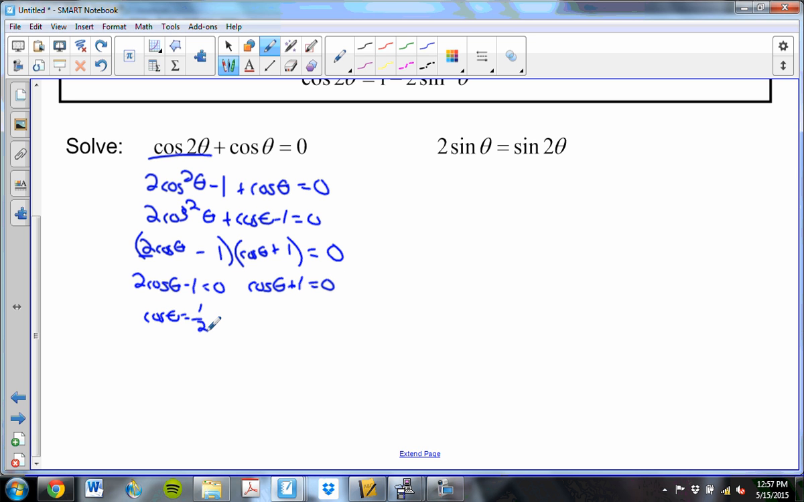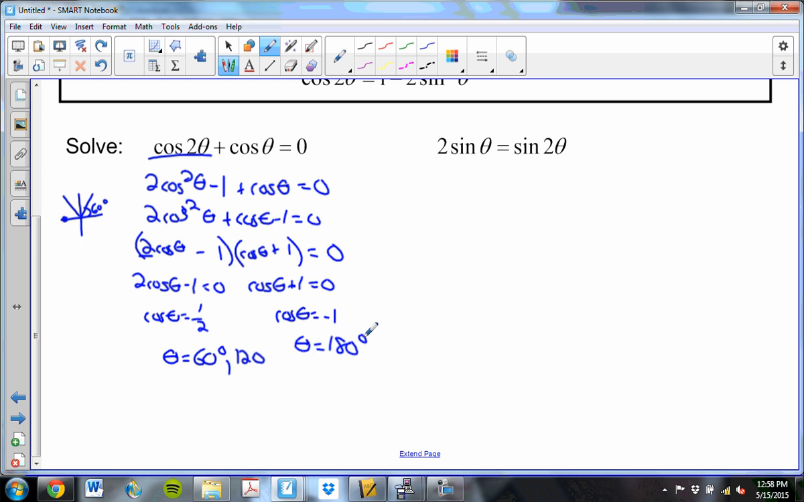And I think, where on the unit circle does cosine theta equal a half? What's the x value? The x value is a half at 60 degrees. So theta is going to be 60 degrees, and I find its reference angle over here, which would be 120 degrees. And then where does cosine theta equal -1? Cosine theta equals -1 way over here, and that's at 180 degrees.